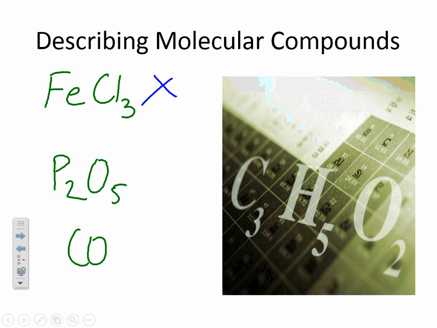P2O5. Do we have two nonmetals? Well, let's look. Phosphorus is to the right of the steps. Oxygen is to the right of the steps. Here's an example of what we'd be naming today with our new rules. Next up, CO. Is carbon to the right of the steps? Yes. Is oxygen to the right of the steps? Yes. Here's another example of a compound that we would be naming with today's rules. So two nonmetals is the only case that applies to these rules.